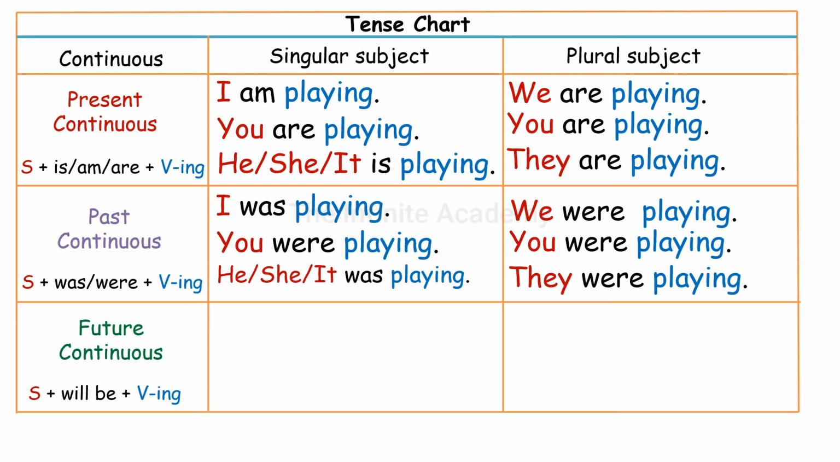Future continuous tense is sometimes also referred to as the future progressive tense. It is a verb tense that indicates that something will occur in future and continue for an expected length of time. The rule is very simple. It is subject plus will be plus verb in its ing form.